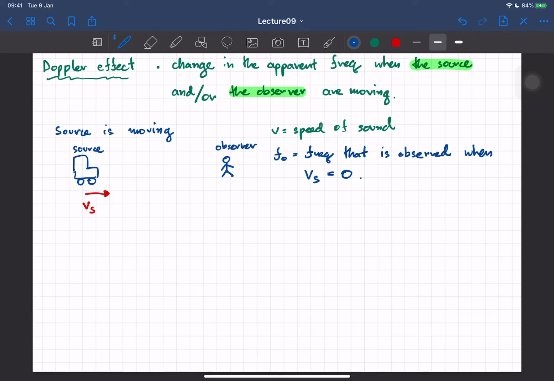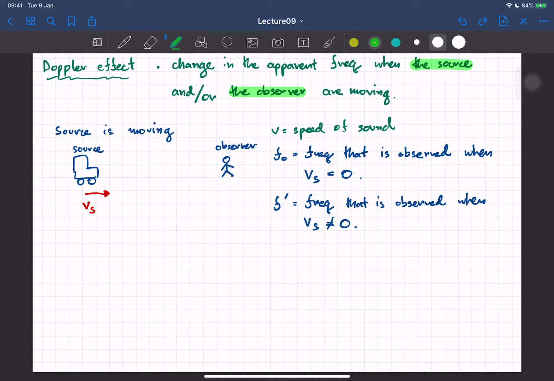Now let's talk about the case where Vs is not 0. What happens if the source starts to move? Then the observer is going to hear a new frequency, f prime. So f prime is the frequency that is observed when Vs is not equal to 0. And that's what we are trying to find, this f prime here.